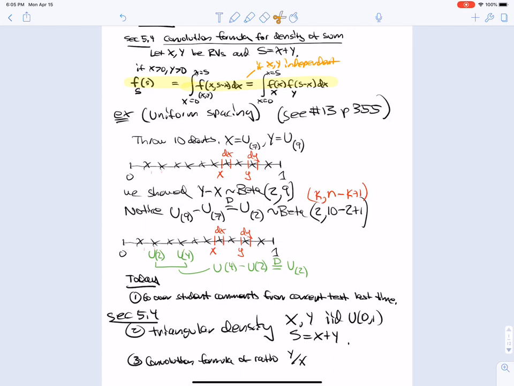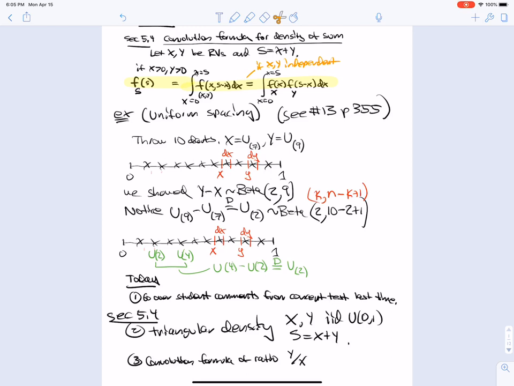And it makes sense because the spacing between any two of the darts should have the same distribution, since it's uniform(0, 1). So there's nothing particularly special about the spacing between the 2nd and 4th dart, or the 7th and the 9th dart, for example. So that's a good thing to know.